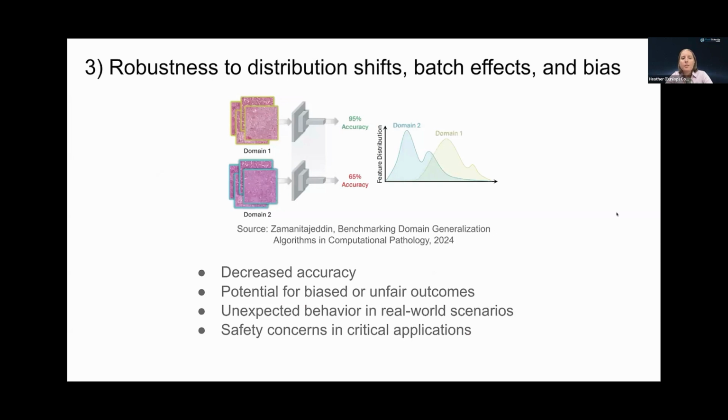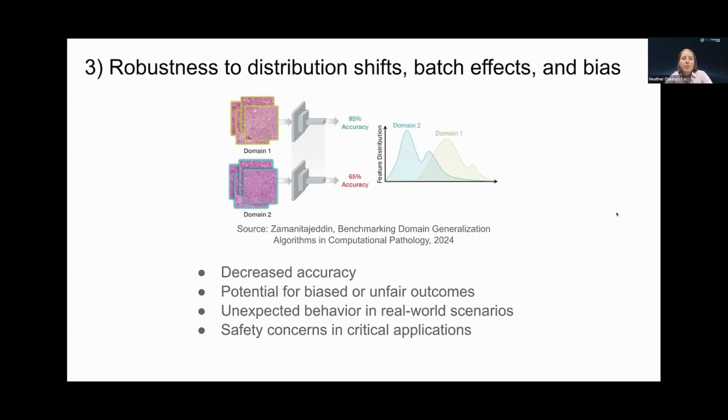The third reason you might choose to use a foundation model is to assist with robustness to distribution shifts, batch effects, and bias. So distribution shift occurs when the statistical distribution of data changes between the training and inference stages of your machine learning model. This phenomenon violates a fundamental assumption in machine learning that the training and test data are drawn from the same distribution. And then we also have batch effects, which are a systematic difference in data caused by technical variations between groups of samples processed at different times or in different places, rather than the true biological differences. And both distribution shifts and batch effects can lead to biased models.